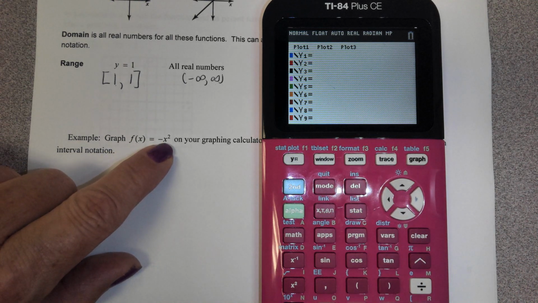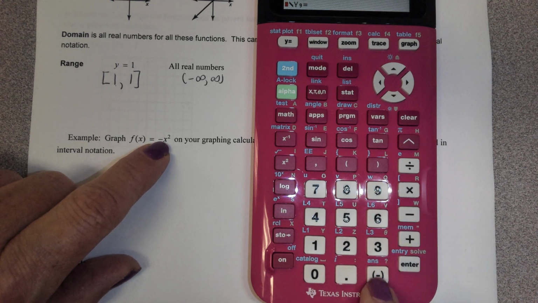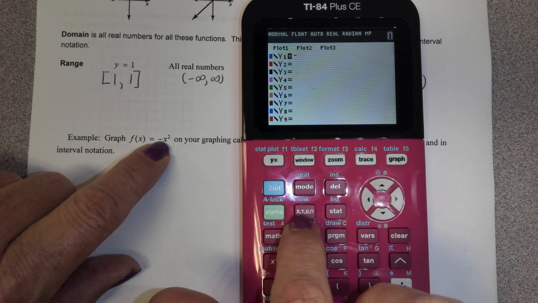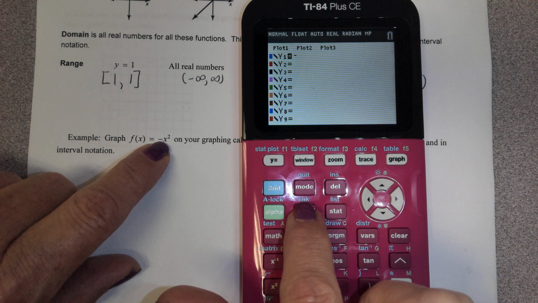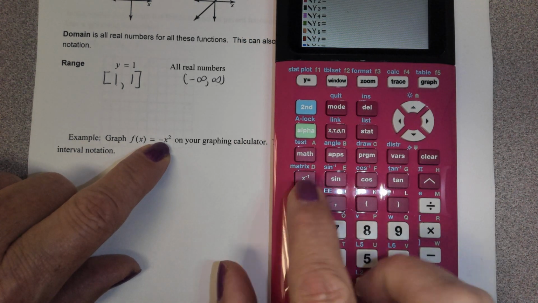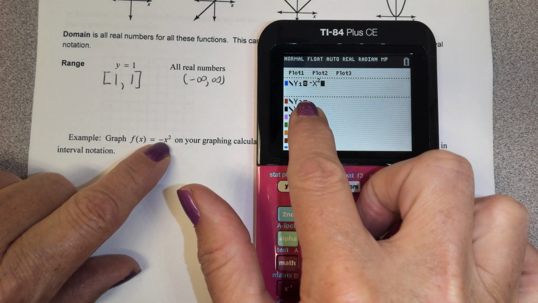So I'm going to graph this. I cannot hit the subtraction key. The subtraction key cannot be used as a coefficient. I have to hit the negative key. So I'm going to have to do negative. Right here is the x button. It says X, T, theta, n, x. And then squared is right here. So there's how I type in y equals negative x squared.